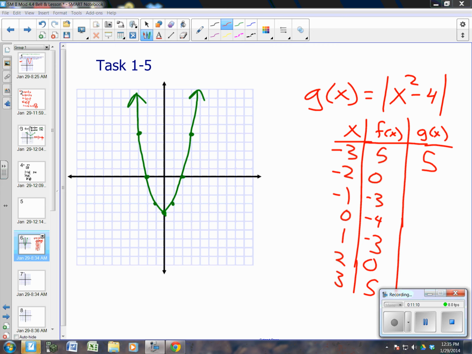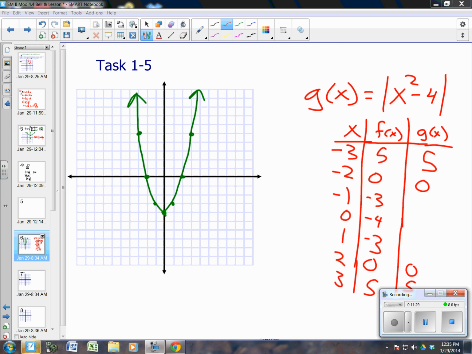If I put +3 in there, 3 squared is 9. 9 minus 4 is 5. The absolute value of 5 is 5. So this one down here is 5 as well. If I put -2 in, -2 squared is 4. 4 minus 4 is 0. So I get 0 here and 0 there. So far, everything's the same, right?